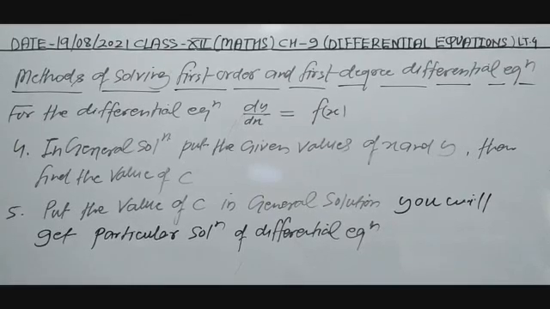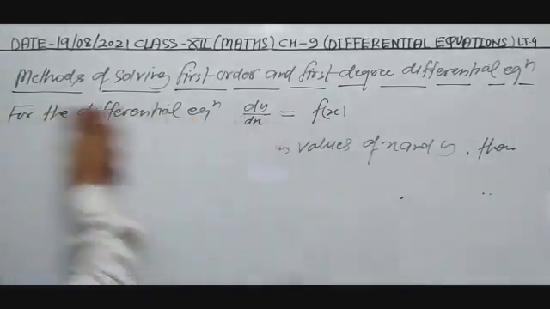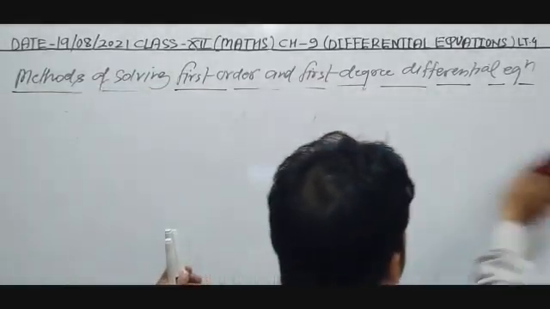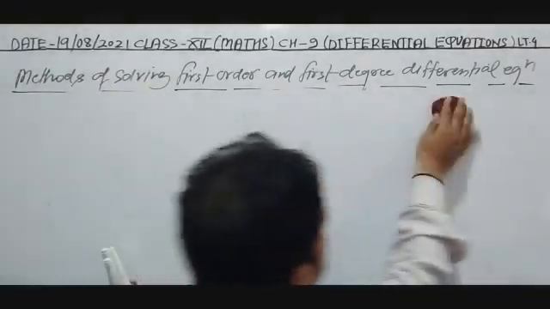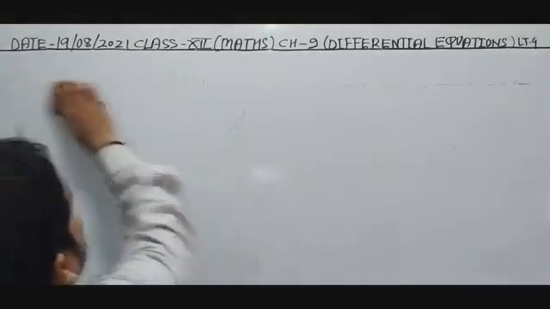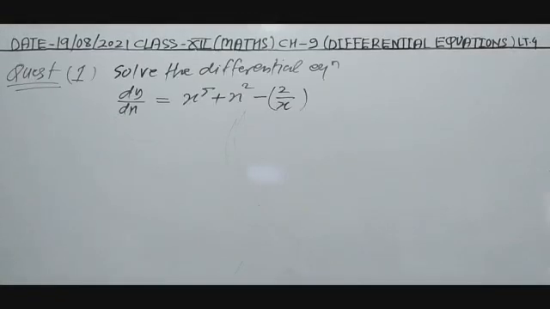Now come to the question. Question number 1 is, solve the differential equation dy by dx is equal to x to the power 5 plus x square minus 2 by x. So first of all we have to write the given differential equation.